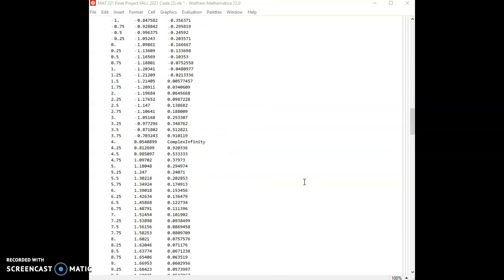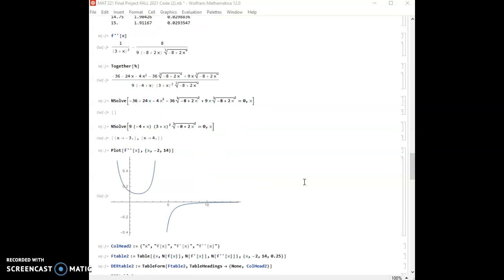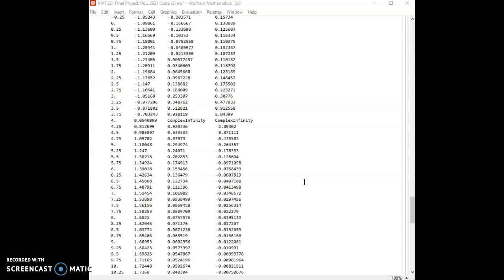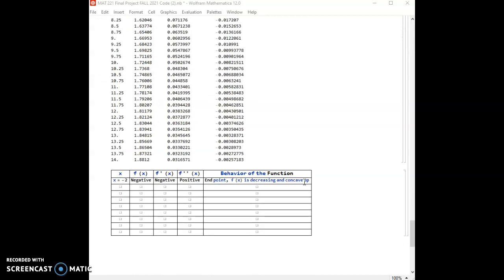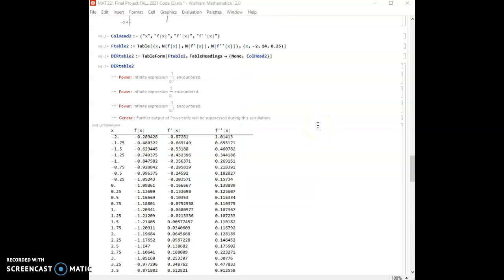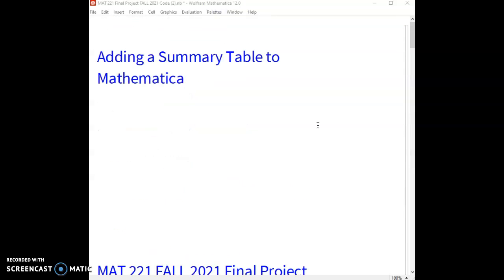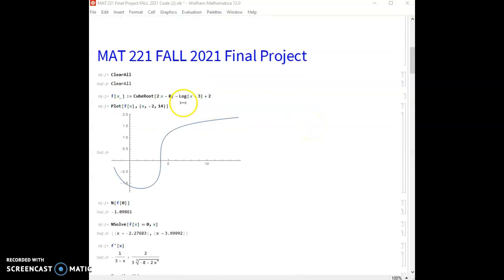Once you've finished doing all the code and you have all the information you need, now remember this was just the code that I gave you. What you're going to do is, just like you do in Word, add a table at the bottom that will be a summary table to summarize everything that you found. Now this particular project started so that its endpoints, its domain, was from -2 to 14, I believe.